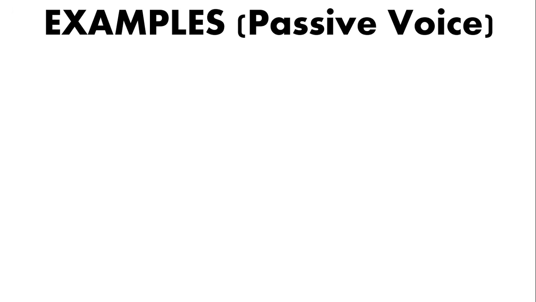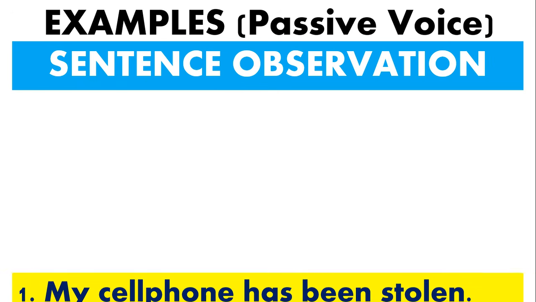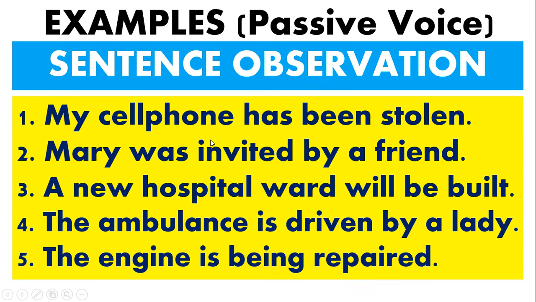If I have to teach the passive voice in my classes using the inductive approach, first I give students example sentences to observe. Here are 5 sentences. I'm going to ask my students to observe in groups or in pairs and tell me what these sentences have in common. For example: my cell phone has been stolen. Mary was invited by a friend. A new hospital ward will be built. The ambulance is driven by a lady. The engine is being repaired. So I'm going to give my students 10 minutes and ask them to find what these sentences have in common.